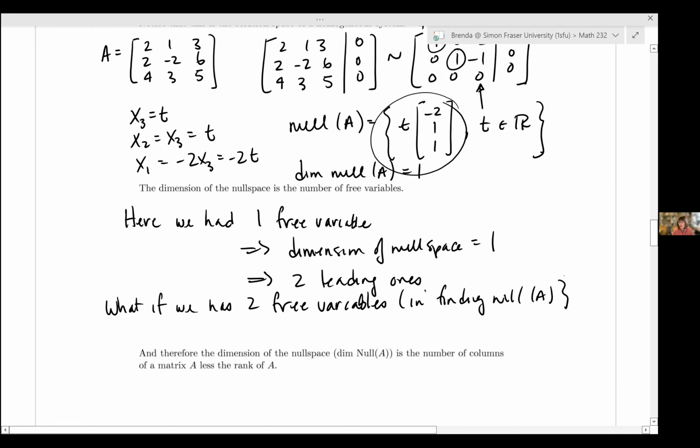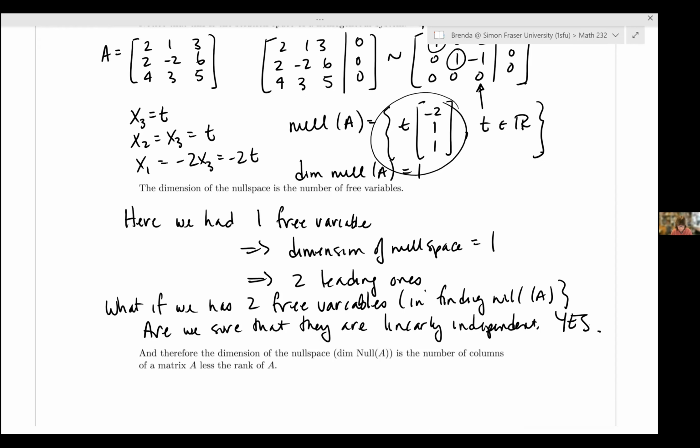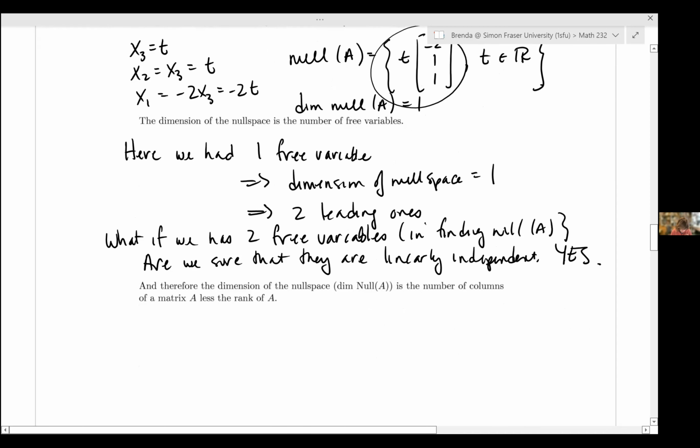What if we had two free variables? Our null space would have two vectors in it, one for each free variable. And we would then think, is it dimension 2? Are we sure that they're linearly independent? And the answer is yes. When you find the null space of A and you end up with your two or three or four, or however many vectors, those vectors are linearly independent. You should be sure about that.